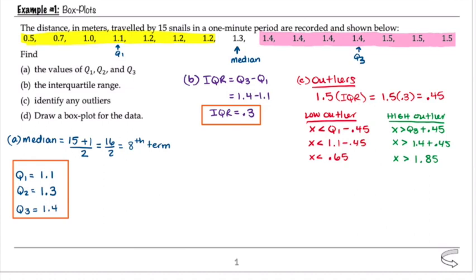If I have within my data a value that is less than 0.65, that is considered a lower outlier. If I have in my data a value that is greater than 1.85, then I have an upper or higher outlier. And in this case, we only have one outlier.